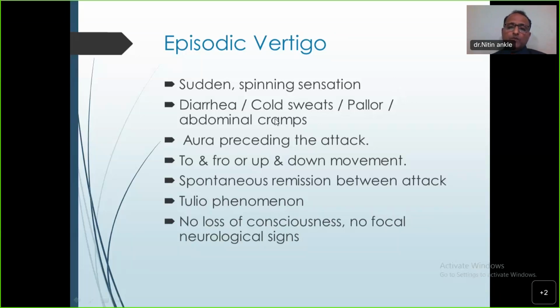There might be diarrhea, cold sweat, pallor, and abdominal cramps. These are not actually related to the eighth nerve, but are more of the vagal symptoms, because the patient is scared and anxious, and this will lead to all these symptoms like cramps and pallor and cold sweats.